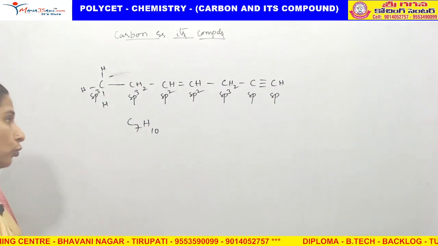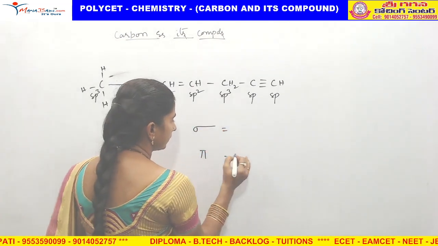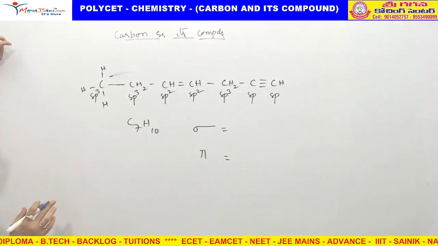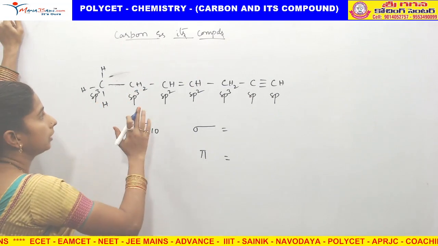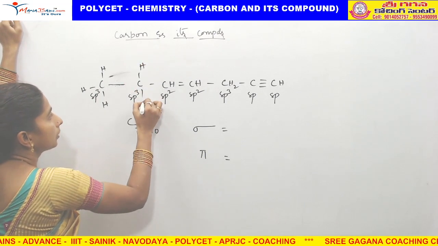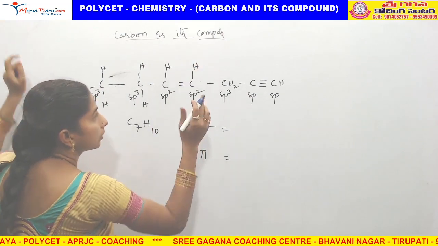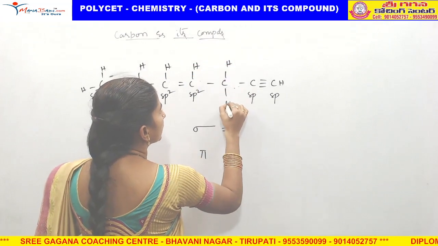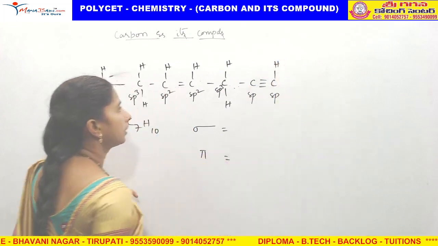And I have one more question. How many sigma bonds and pi bonds are there? We already discussed this in chemical bonding. Tell me how many sigma bonds. Along with the hydrogens, you also need to calculate. This hydrogen you can write here, one hydrogen here, one hydrogen, one hydrogen, wherever it may be, to calculate the sigma bonds.